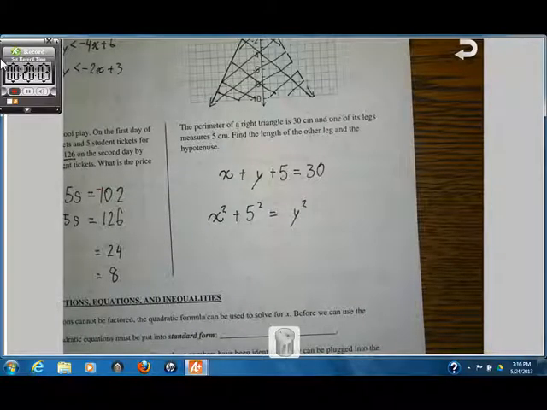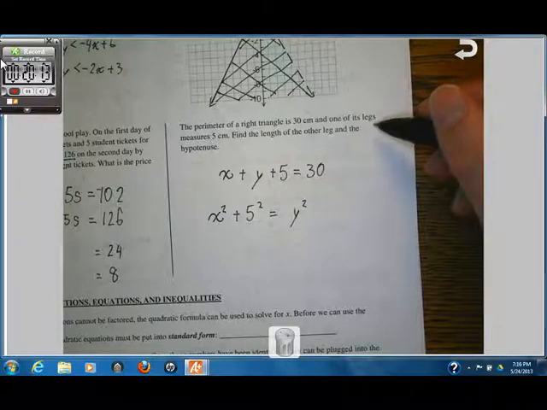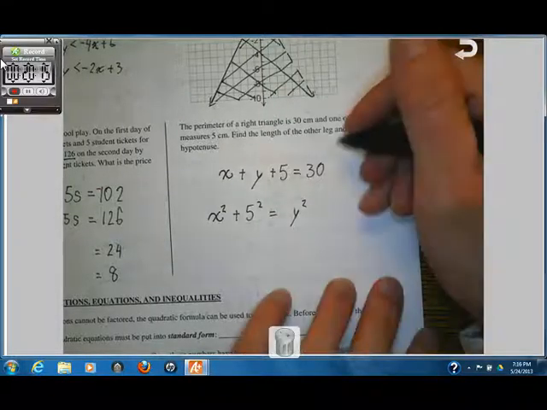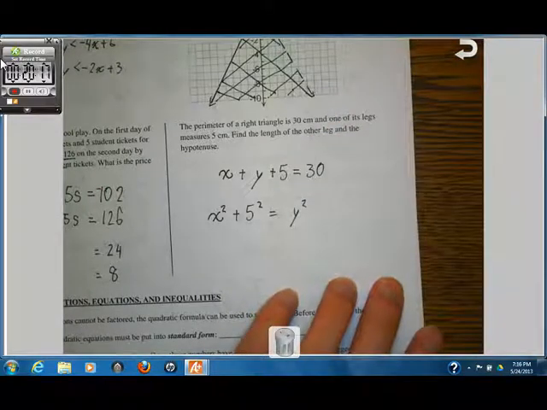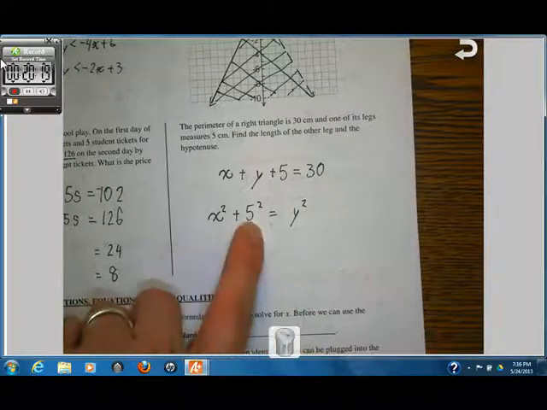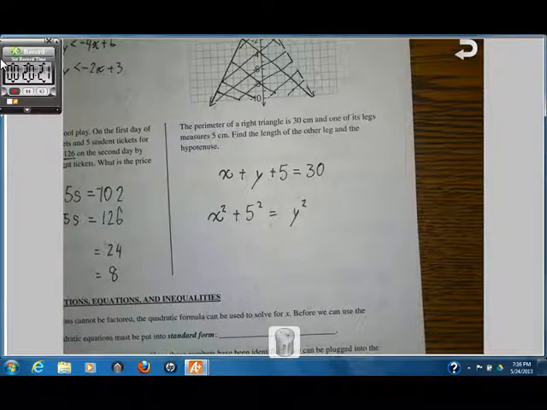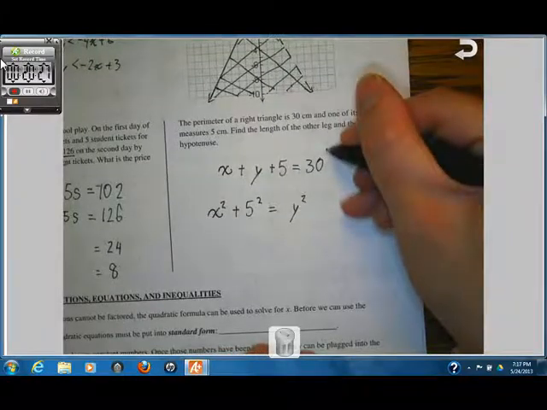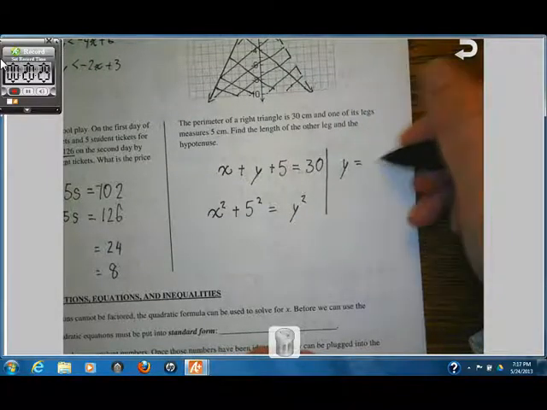Okay, so now x squared plus 5 squared is going to equal 25 minus x quantity squared. So in other words, I took this value for y, plugged it in here. This is going to be exquisite. But x squared plus 25 equals 625 minus x squared. Always fun.